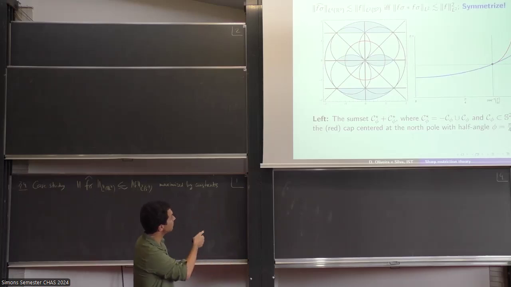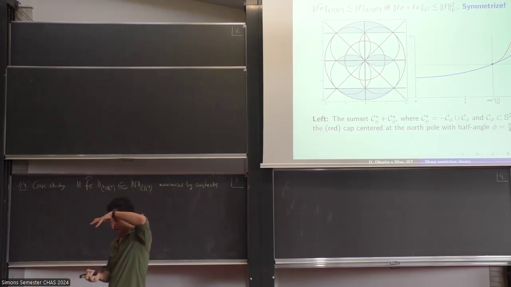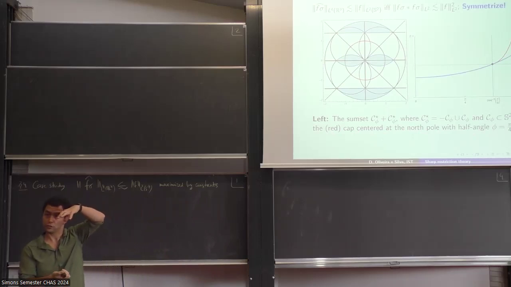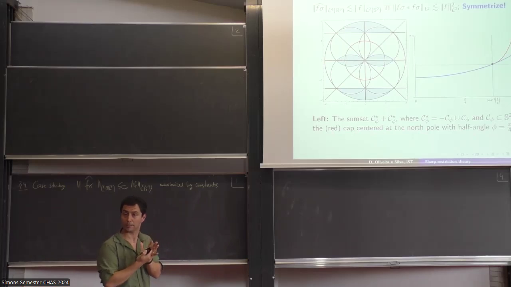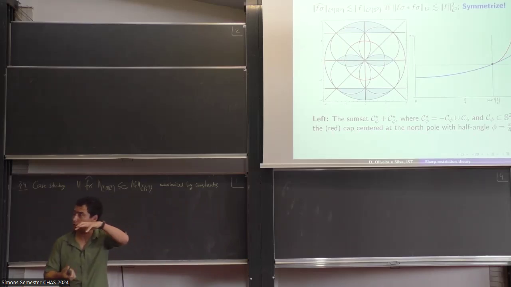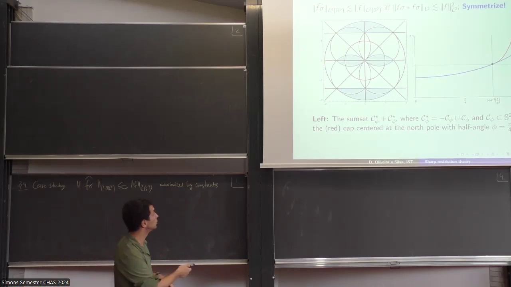So these caps are what I described here. They're the red caps centered at the North Pole and South Pole with half angle pi over 4. So you take indicator functions on those caps, and we're going to convolve the corresponding indicator functions, which means we're going to sum the caps. Now it's a geometric problem. You have two caps, and you want the Minkowski sum, the sum set of these two guys.